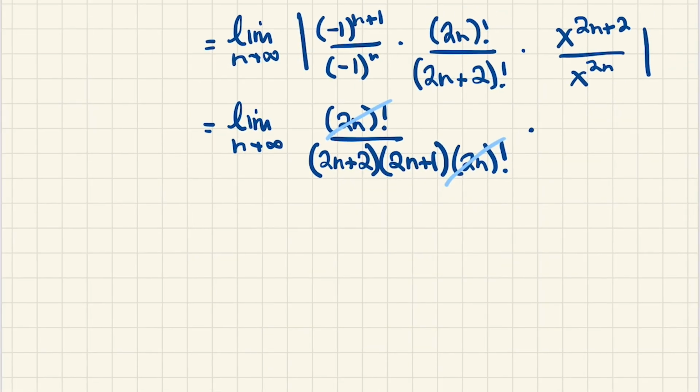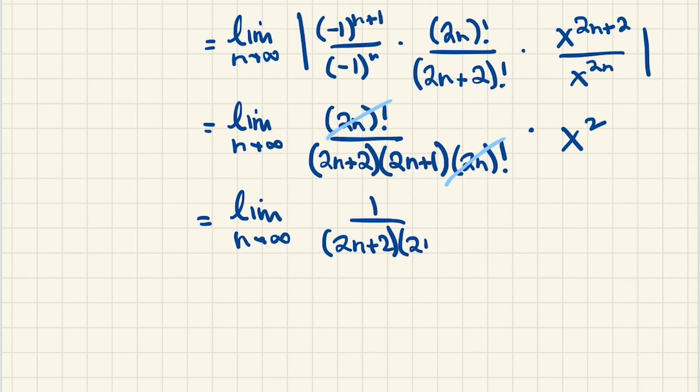Okay, and we can see that the absolute values close around the x squared. However, as it happens, x squared is naturally never a negative quantity, which means that in this particular case, we don't even need the absolute values at all. We can just say x squared. So if we clean up the limit, we're going to get 1 over (2n+2)(2n+1) times x squared.